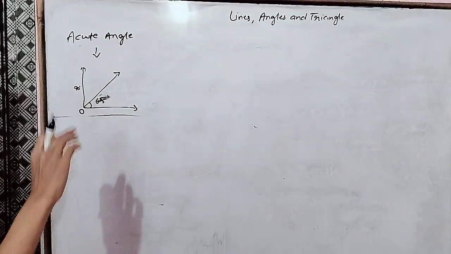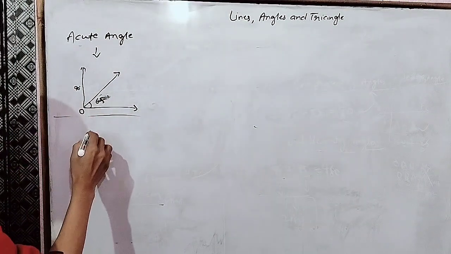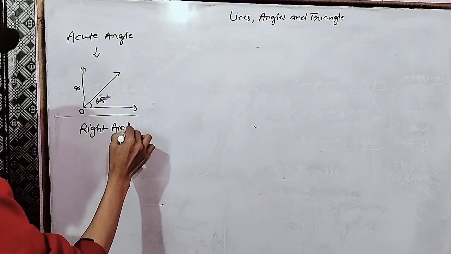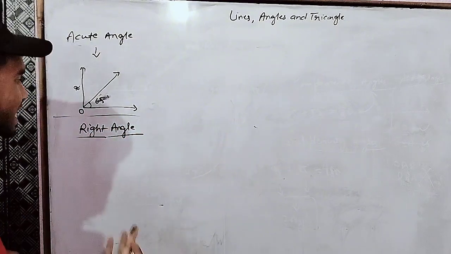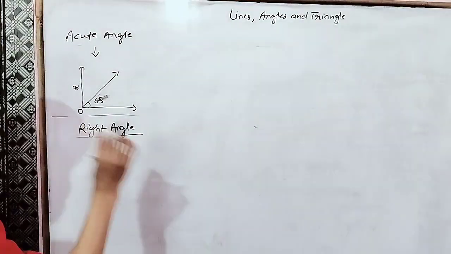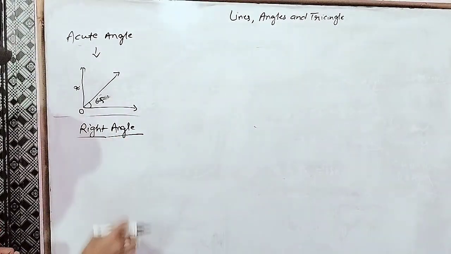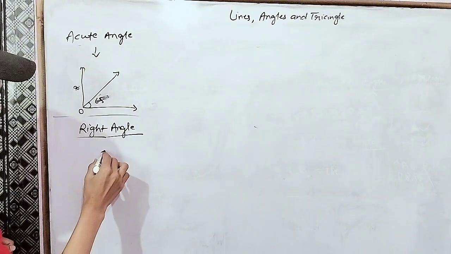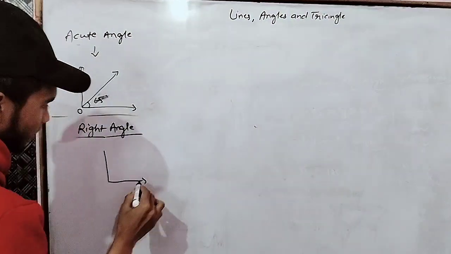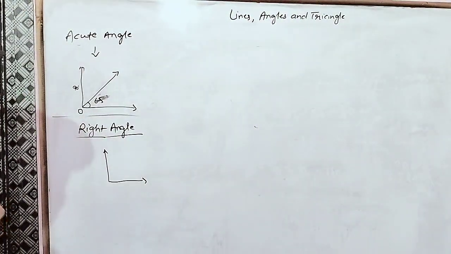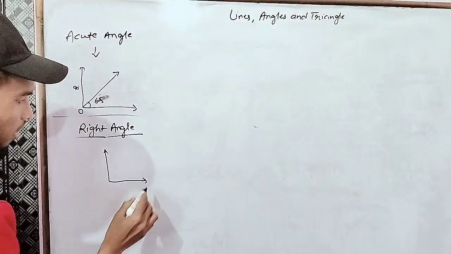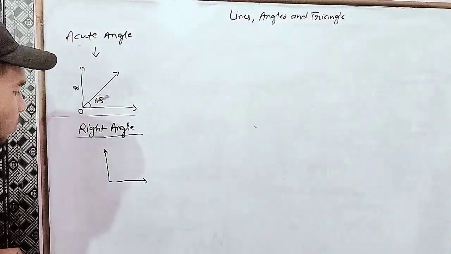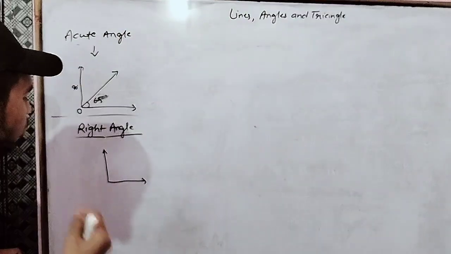Now I tell you about right angle, which is compulsory. Right angle. It tells us a simple explanation. What does it say? It says that we have an angle. Angle will be formed by two lines. One angle will be formed by two lines.